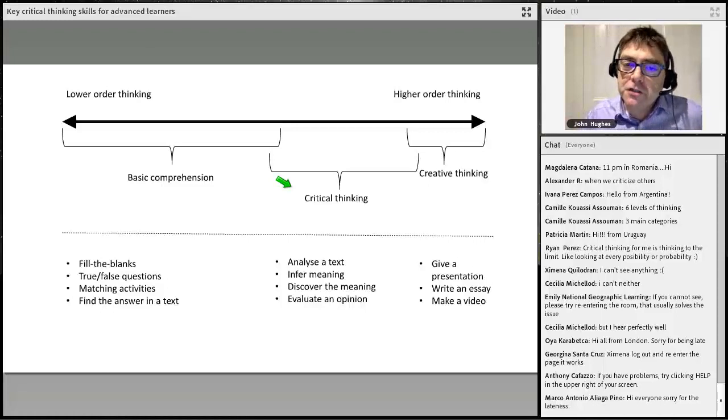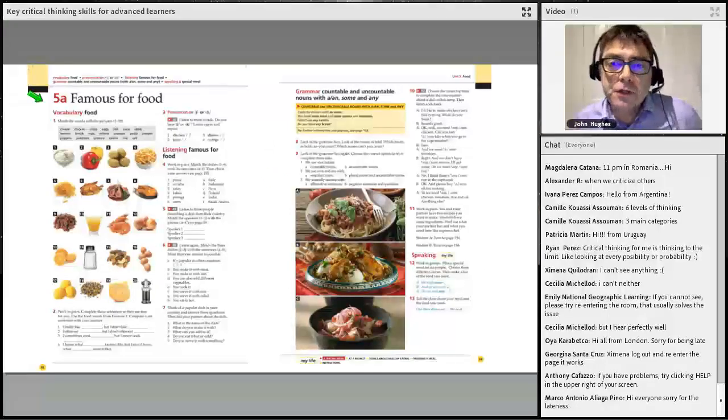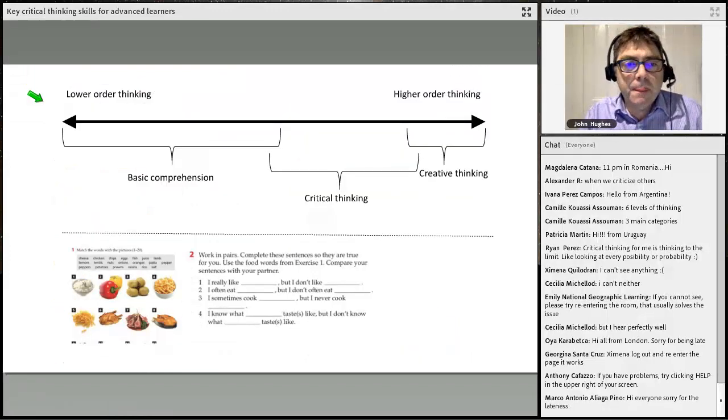So that's my definition of critical thinking. Let's look at this in practice. Okay? First of all, critical thinking with lower level learners. Here's a lesson from an elementary course book. It's from Life Elementary, and it's looking at the topic of food. And I'm going to use this with elementary students. Let's just analyze two of the exercises from this spread.